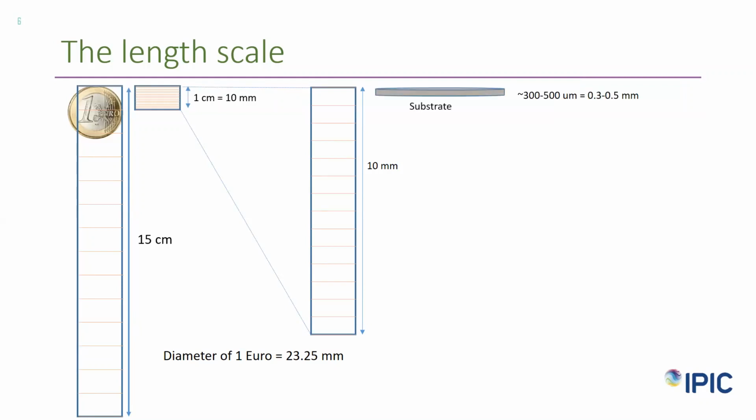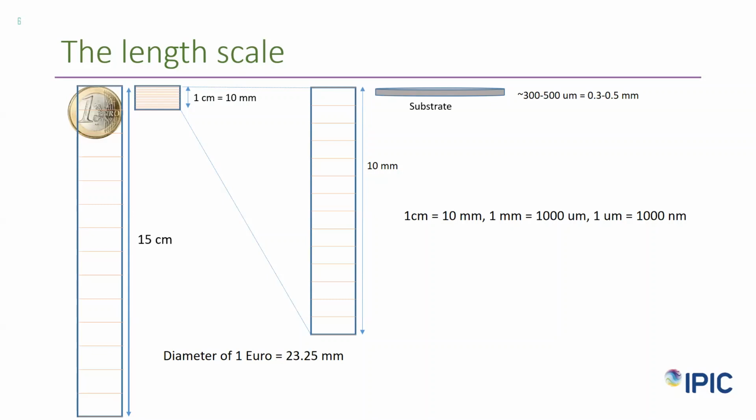And this substrate which I am talking about is the base layer, or base material, base crystal, which is used to grow devices on top of it. Now you can see the dimension of that particular substrate would be 0.3 to 0.5 mm on a 15 centimeter scale, and in micron it is known as 300 to 500 micrometer. So you can see how thin these substrates are.